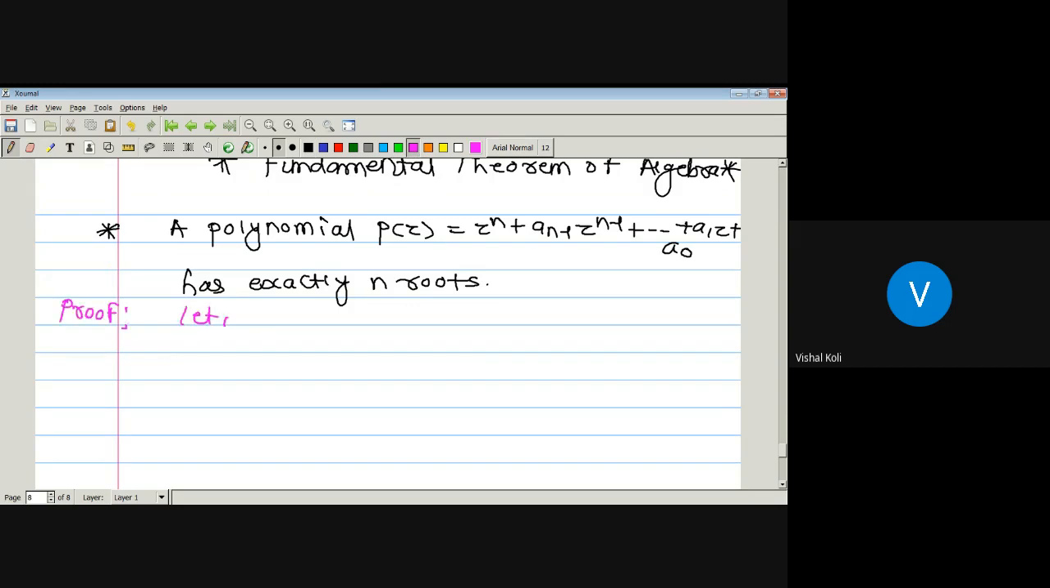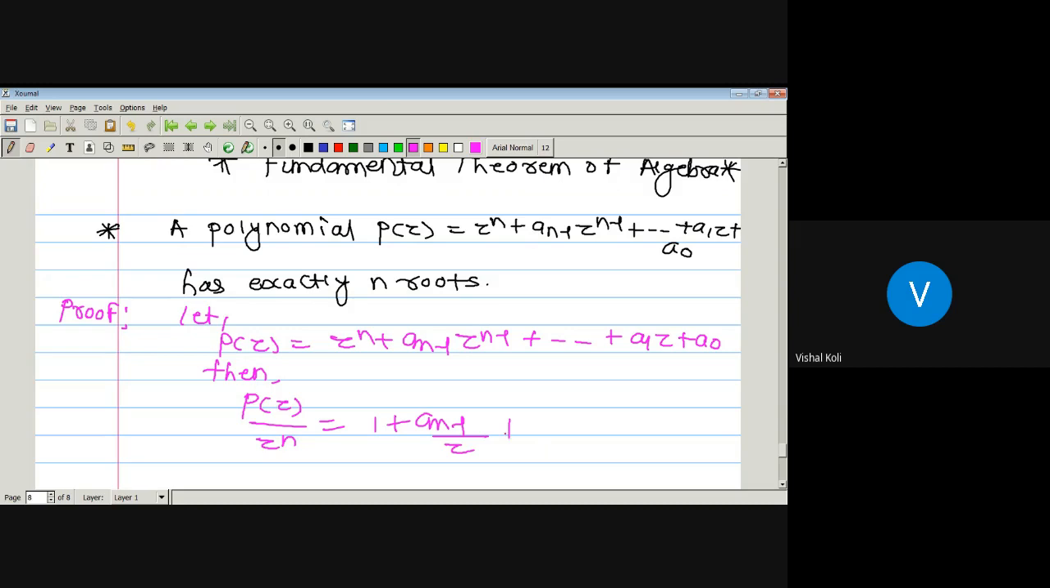Let p of z be a polynomial of the form z raised to n plus a_{n-1} z to the power n minus 1 plus, and so on, up to a1 z plus a0. Now divide both sides by z to the power n. Then we get p of z divided by z raised to n equals 1 plus a_{n-1} divided by z plus a_{n-2} divided by z square plus, and so on, up to a1 divided by z to the power n minus 1 plus a0 divided by z raised to n.